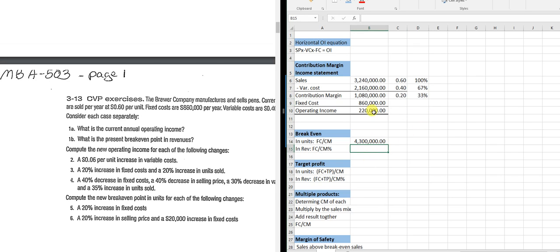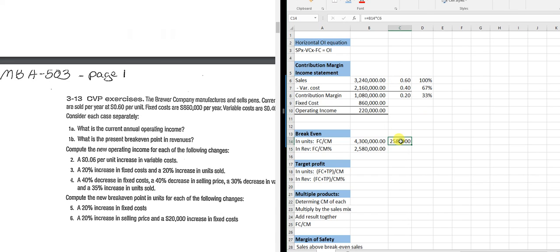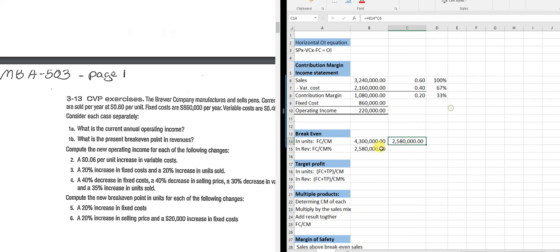So now I can do fixed costs divided by contribution margin percent. And I see that my break-even sales in revenue is 2,580,000. Let's double check this. I said 4,300,000 is my break-even in units, and my selling price is 60 cents. So as you can see, I get my $2,580,000. So this equals that.